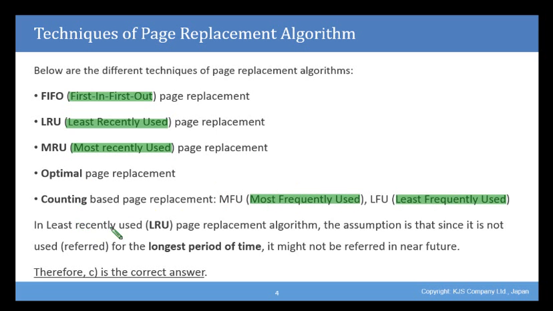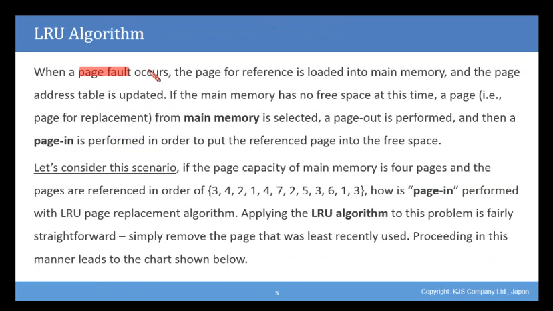In the least recently used, the LRU page replacement algorithm, the assumption is that since a page has not been used or referred to for the longest period of time, it might not be referred to in the near future. Therefore, C is the correct answer to this question. So, when a page fault occurs, the page for reference is loaded into main memory, and the page address table is updated. If the main memory has no free space at the time, a page, i.e. the page for replacement, is selected from main memory, and a page out is performed, and then, subsequently, a page in is performed, in order to put the reference page into free space.